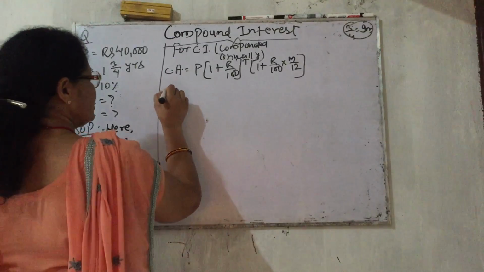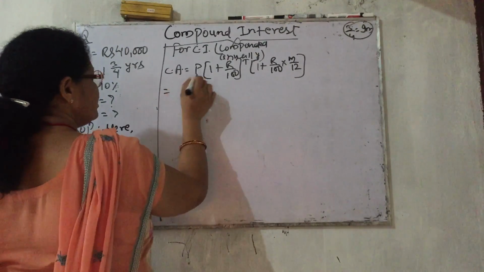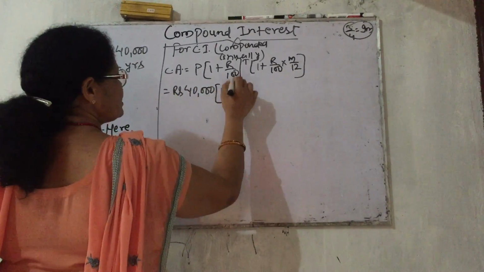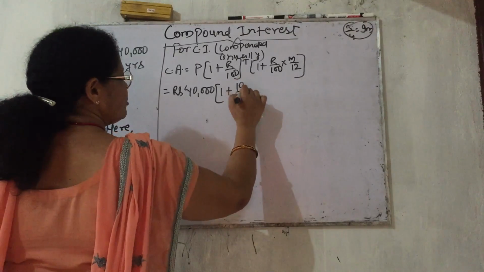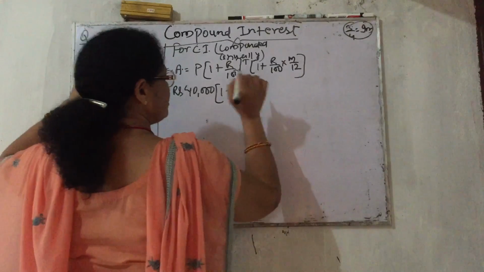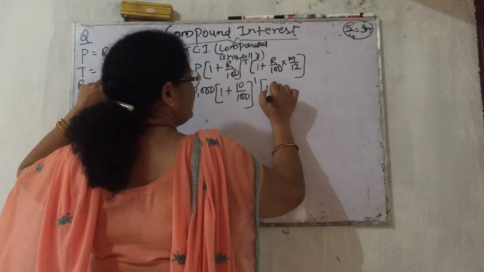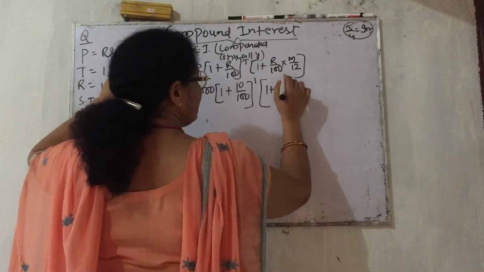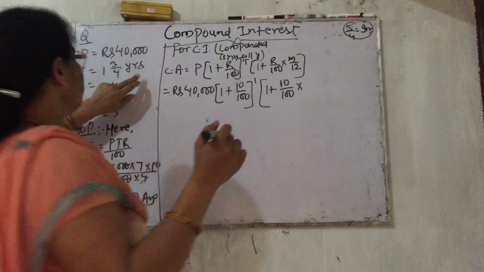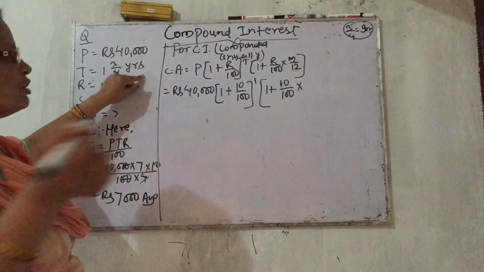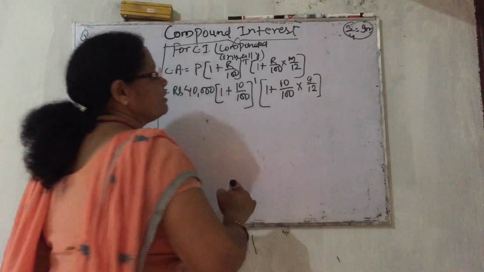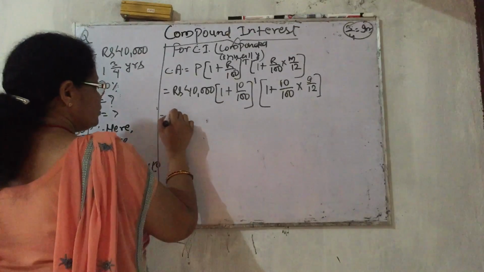After that, let's put the values. P is given 40,000. 1 plus R is given 10%, so 10 upon 100, to the power T. Here T is given 1, so write down 1. Then 1 plus R by 100, again R is given 10 by 100 into M. Now M is 9 months, so change 9 months into years. That will be 9 by 12.